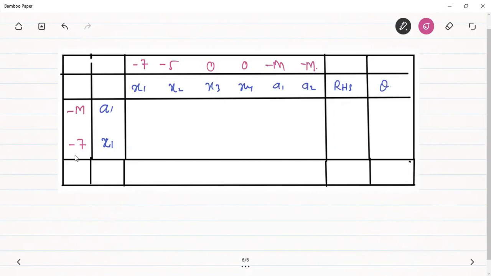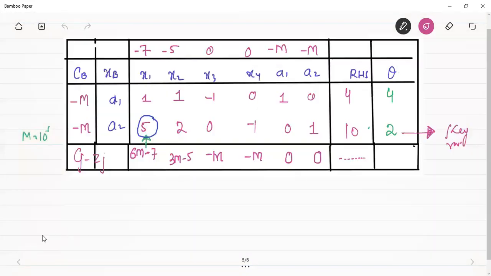So now we can see that we have replaced A2 by X1. Therefore, first of all, we will fill this row. Okay, fill the contents of this row, and this will be given by what? We can say that dividing the key row by the key element. So you can see that this is the key row and key element is 5. Therefore, the values will be 5 by 5, that is 1, 2 by 5, 0, minus 1 by 5, 0, and 1 by 5, and 10 by 5 is equal to 2. Okay, so this is the way we are going to get these values here.